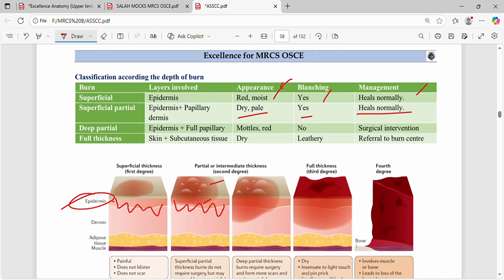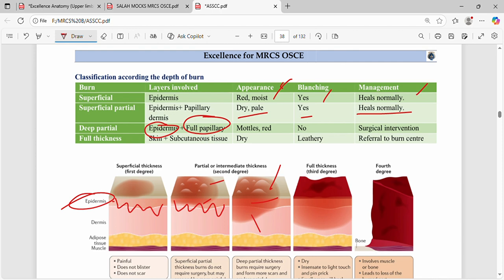Deep partial thickness involves the epidermis, the full papillary dermis, and the deep dermis as well. Here there is a mottled red appearance and no blanching. Surgical intervention is needed, usually with plastic surgery involvement, and it needs a split thickness skin graft.